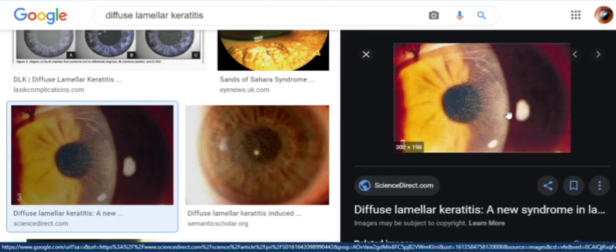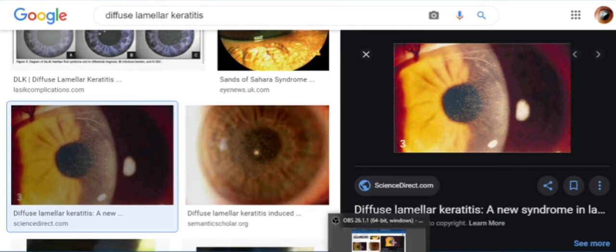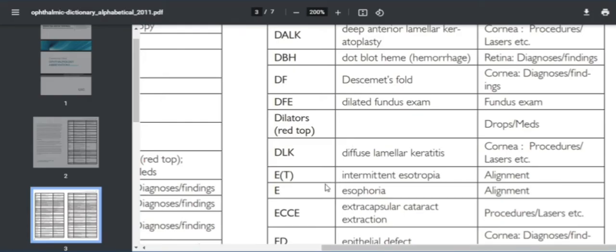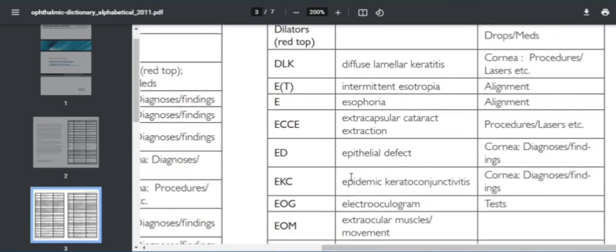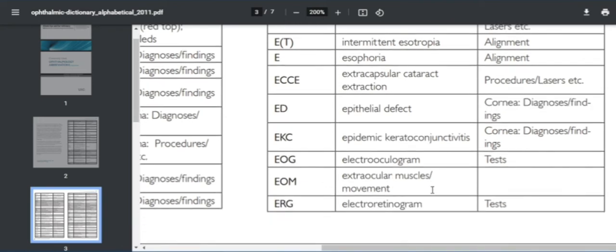These are the things that you will find with the help of a slit lamp. Another is ET, esotropia, and E, that is esophoria. Tropia means that deviation is seen, the person is having deviation. In phoria, it is hidden strabismus, which you need to find out with the help of an alternate cover test. ECCE, extracapsular cataract extraction, is an old procedure of cataract extraction. Now ED, that is epithelial defect. EKC, epidemic keratoconjunctivitis, is a type of corneal pathology.